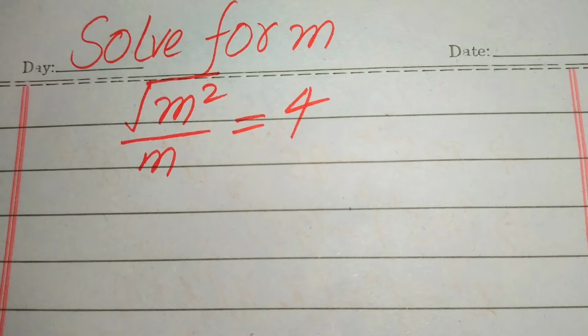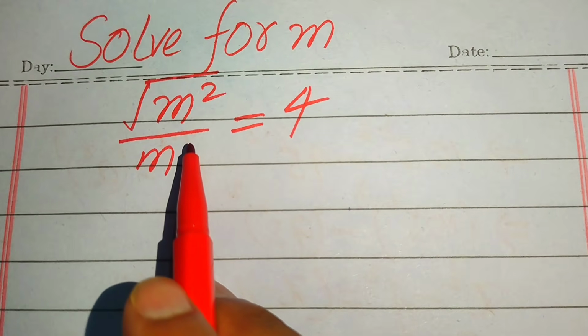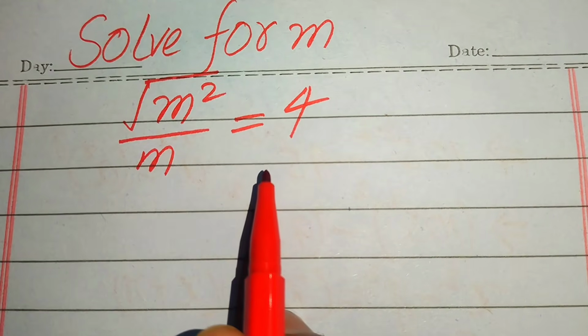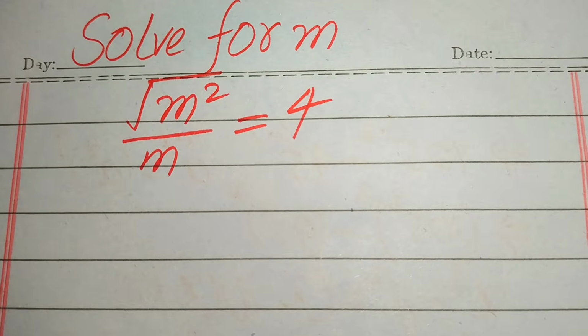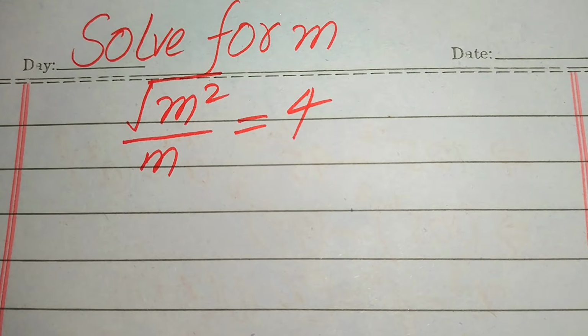So here we have square root of m squared divided by m is equal to 4, and we solve this problem for all the values of m. Here we solve this problem using two methods.